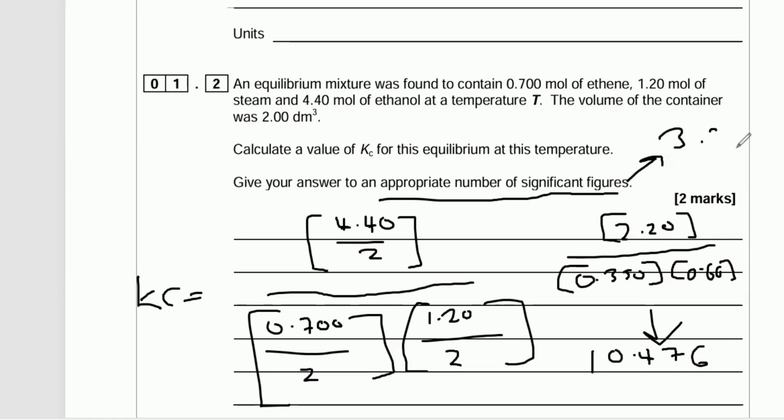A-level peeps, when they say that, they're telling you 3 significant figures. Don't mess about. So if I want to put this to 3 significant figures, I've got to push this up because of the 7. And that's going to make that 10.5. And that's the Kc, right? And we already said what the units would be. Yeah, there we go. Lovely jubbly.